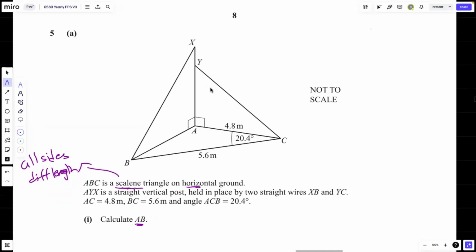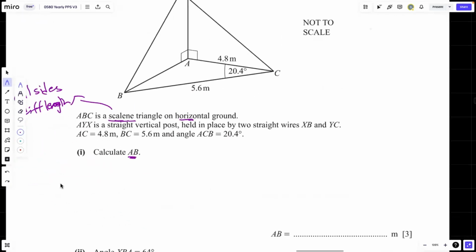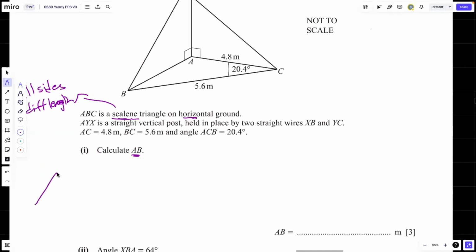Calculate AB. So where is AB? So this is AB. We're supposed to calculate that. So let's just take out that triangle real quick. So you have a situation like this.